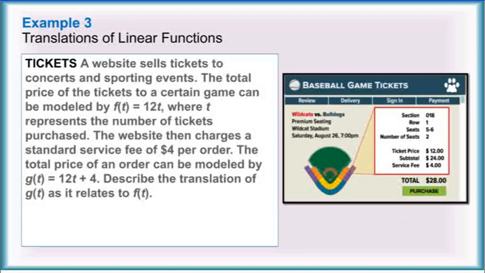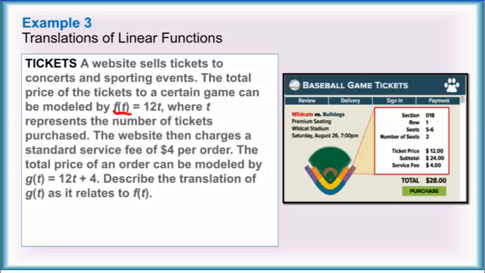Here we've got a word problem. The website sells tickets to concerts and sporting events. The total price of the tickets to a concert game can be modeled by f of t equaling 12t, where t represents the number of tickets purchased. The website then charges a standard service fee of $4 per order. The total price of an order can be modeled by g of t equaling 12t plus 4. Describe the translation of g of t as it relates to f of t.